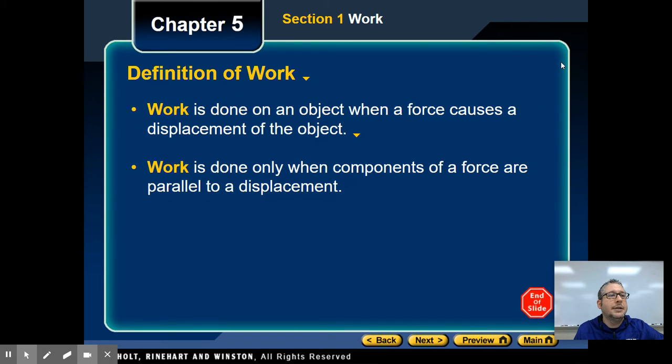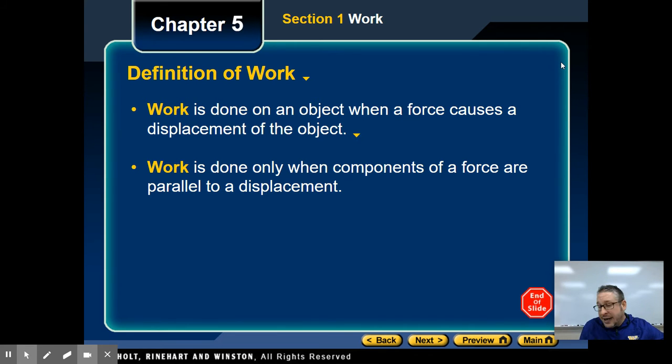Let's begin. So the definition of work. Scientifically speaking, work is done on an object when a force causes a displacement of the object. That is huge. And what I mean by that is it has to cause a displacement.